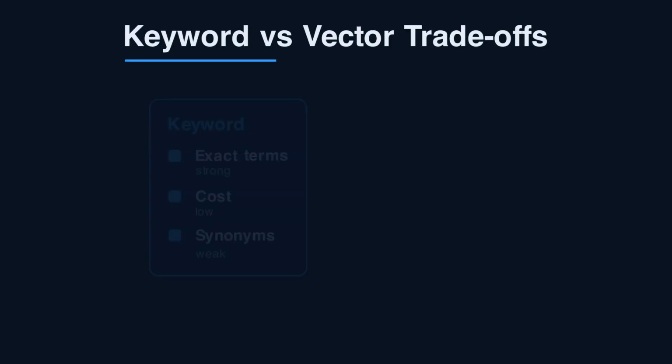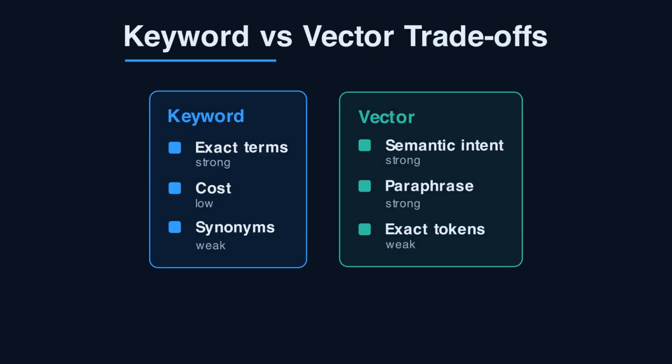So here's the head-to-head. Keyword wins on precision for exact terms, on cost, and on explainability. Vector wins on recall for fuzzy, semantic, and conversational queries. Keyword fails silently on synonyms and natural language. Vector fails on exact tokens, rare jargon, and acronyms it never saw during training.